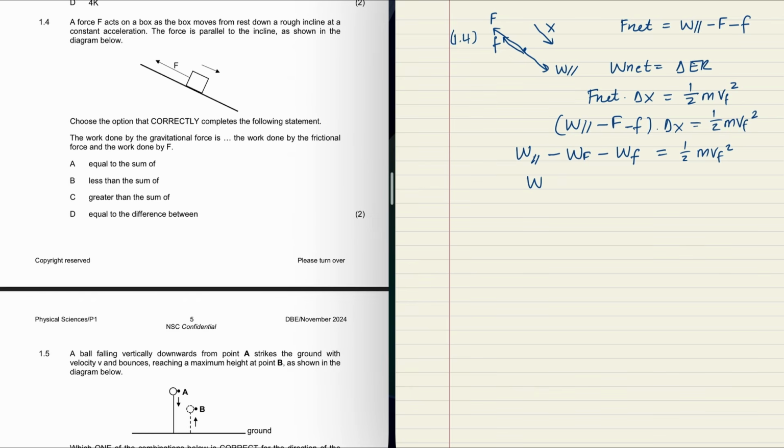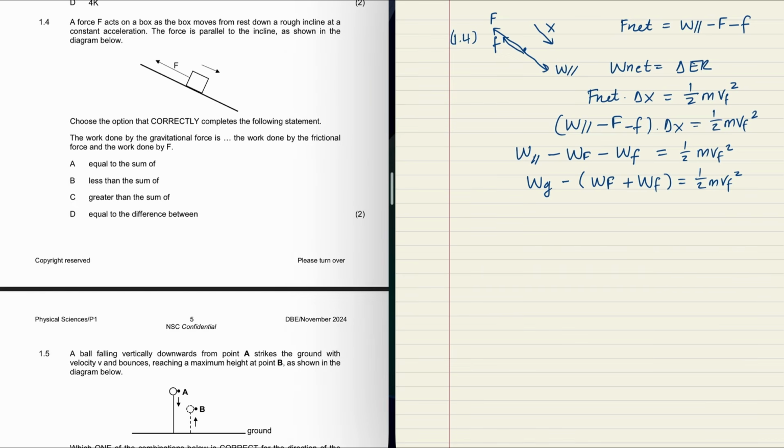Now let's rewrite this. I'm going to say W, well, the work done by gravity in this case, minus, open bracket, the work done by the force applied, plus the work done by friction, is going to equal half mvf squared. Now you could get to this point much quicker, but I've just shown you steps.